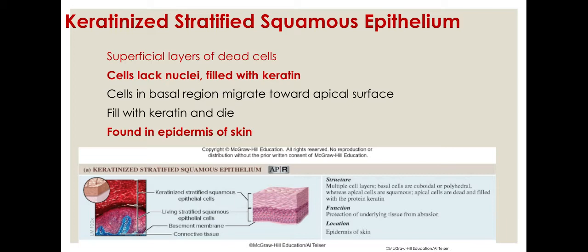What happens is that the cells in the basement, basal, or bottom region are alive, and they will grow and push up towards the apical surface. As those cells die, that keratin fills them in, and then we have the dead keratinized cells at the surface and the living cells underneath. And this is really what we find in the epidermis, the outer layer of your skin.